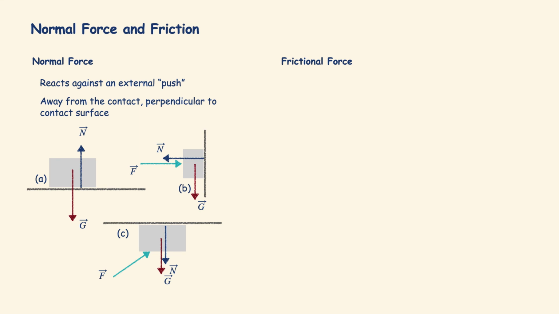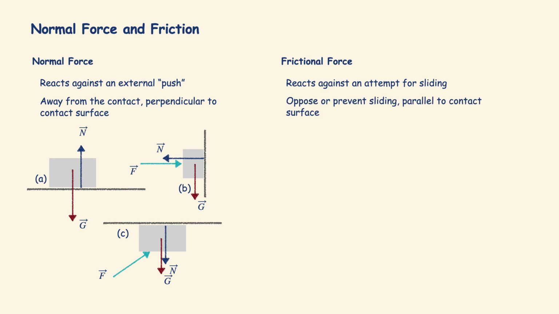So what about frictional force? Well, the frictional force also reacts, only it reacts against an attempt for sliding. So its direction is actually always opposite, or preventing a sliding, and it's parallel to the contact surface. So here's the example. If we go back to that example A with the box on a horizontal surface or a table, and we have gravity down, we noticed that the normal force will be the reaction of the table up to push against the gravity. So there's no call here for friction at all.